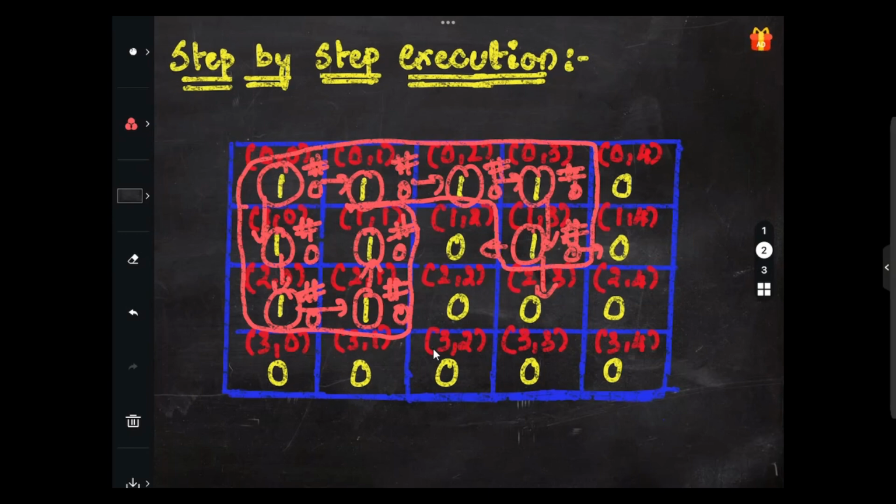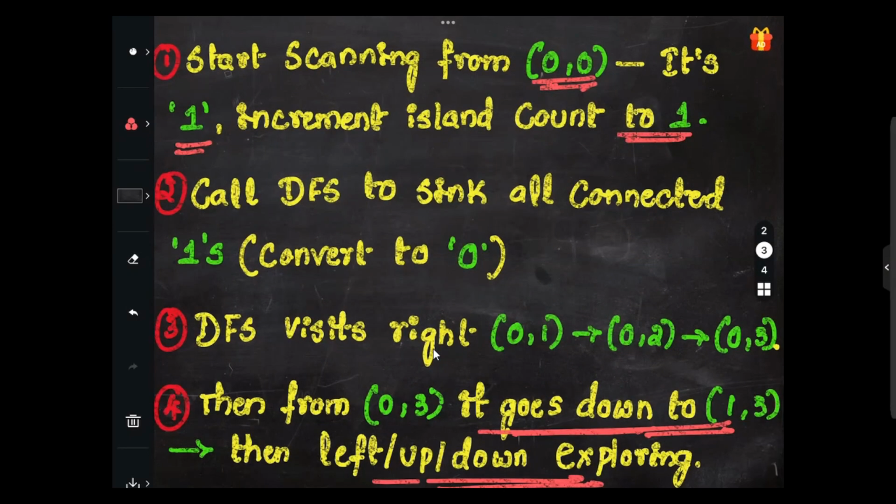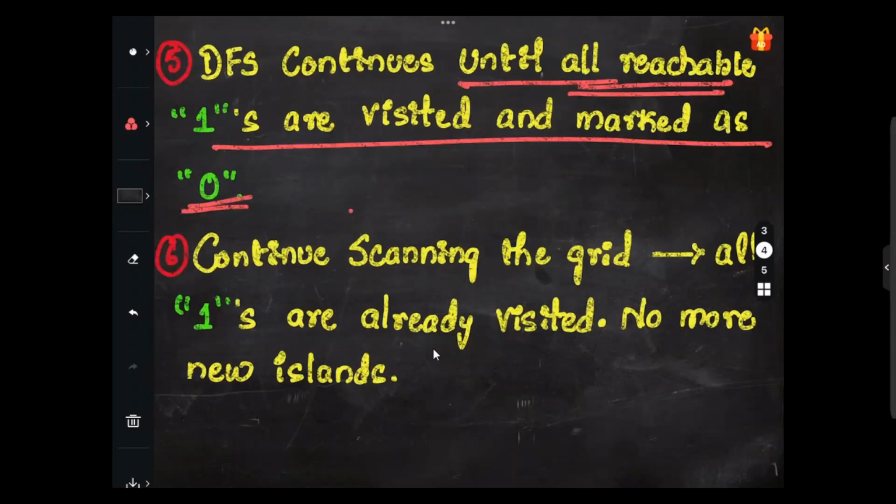Now you can clearly see whatever cell has been visited, we have converted that one to 0 and we have made sure that the cell is visited by marking it as hash here in this case, right? So now all the cells in the grid are converted to 0 basically. So here it says continue scanning the grid until all the cells are already visited.